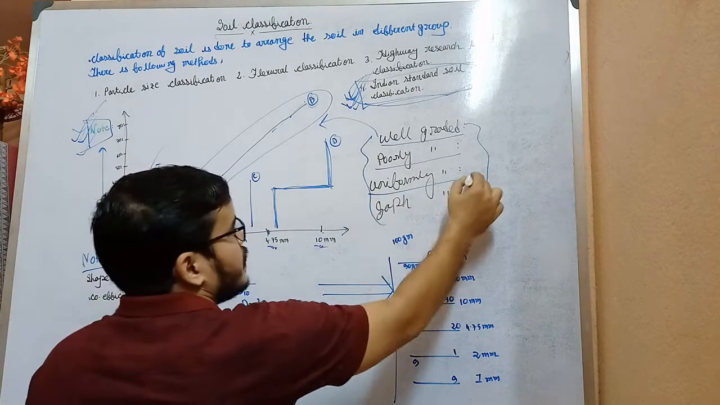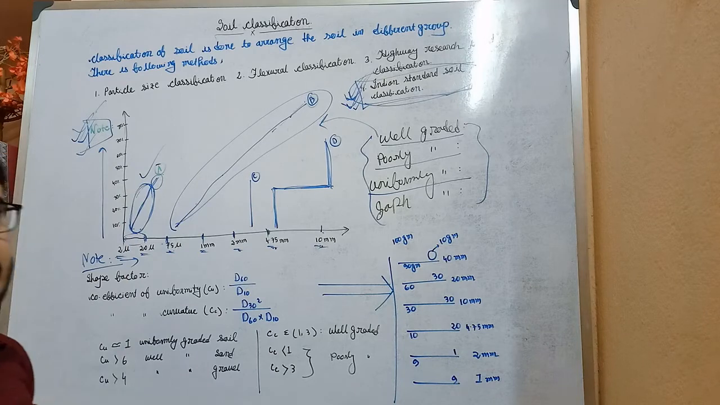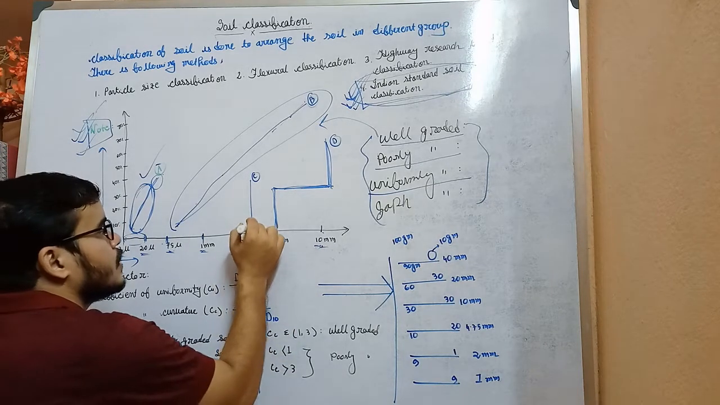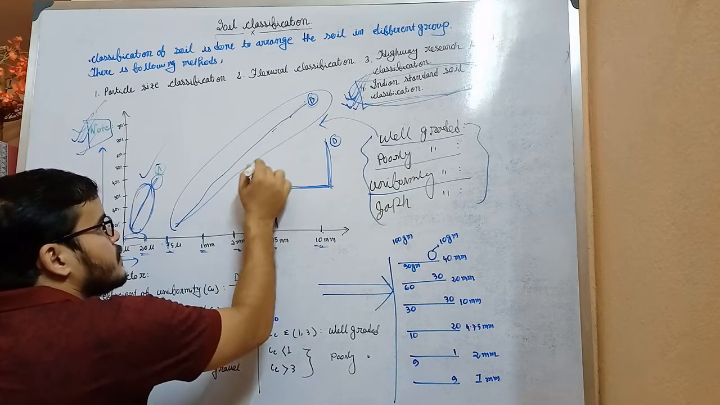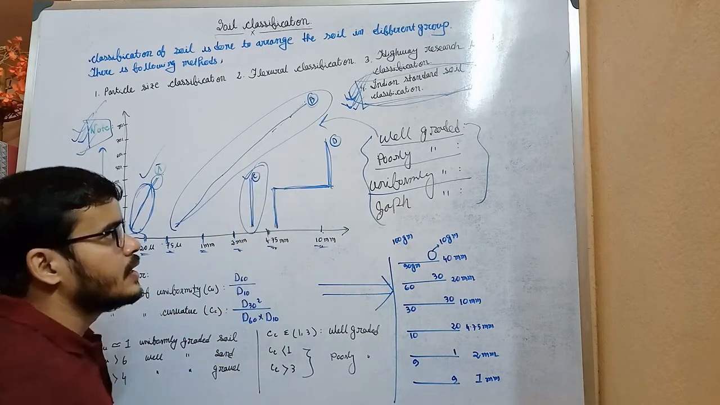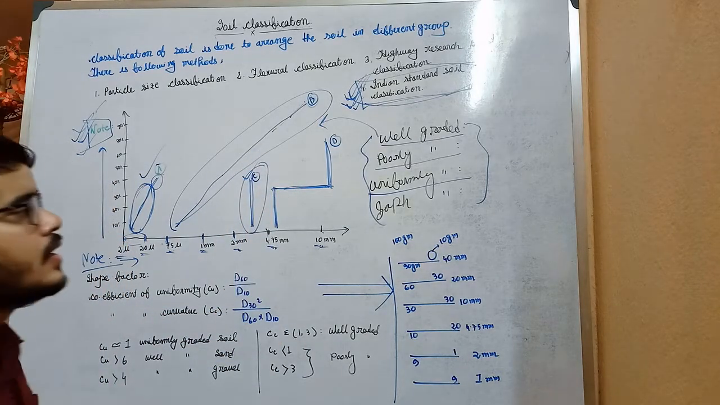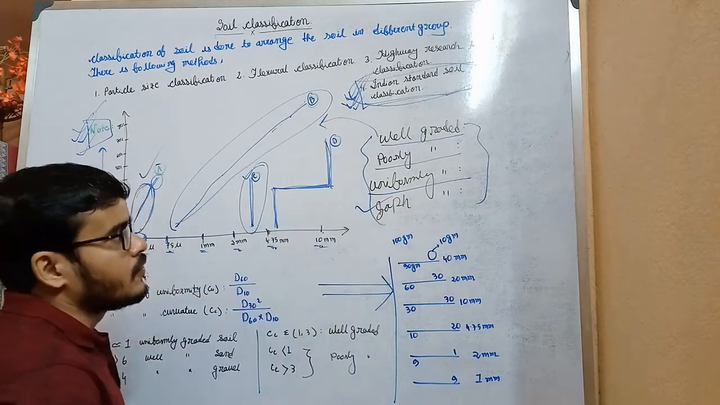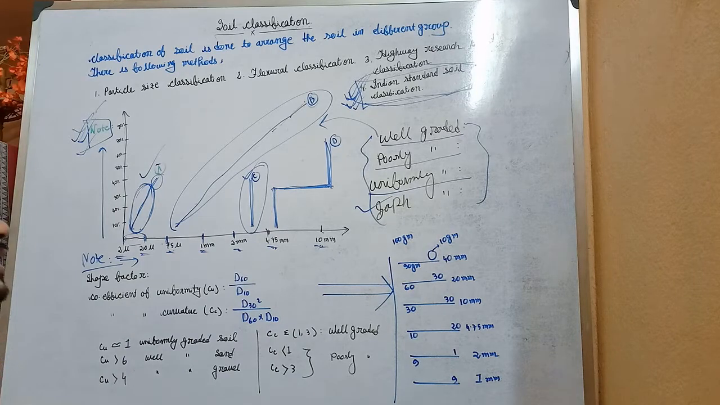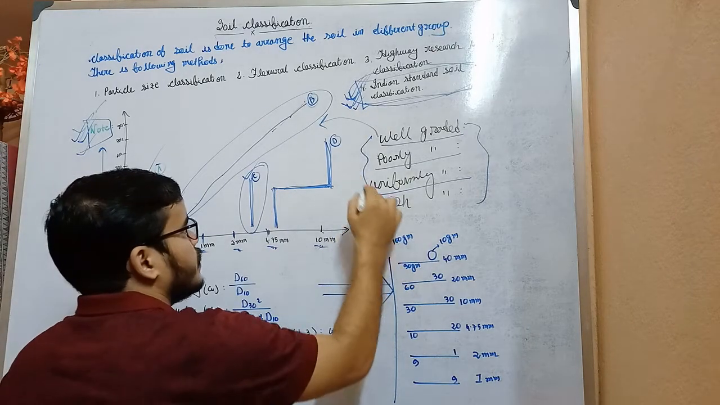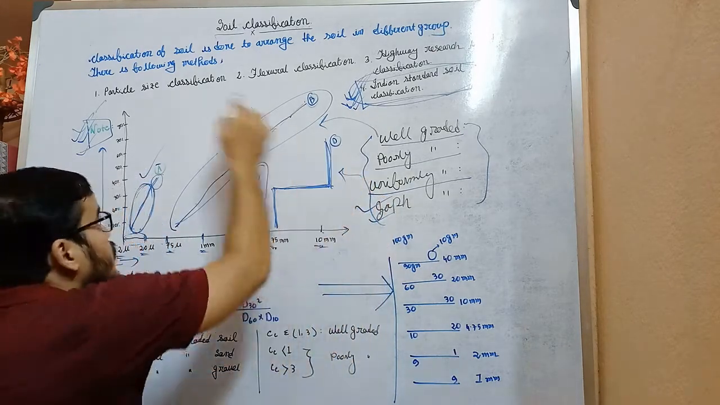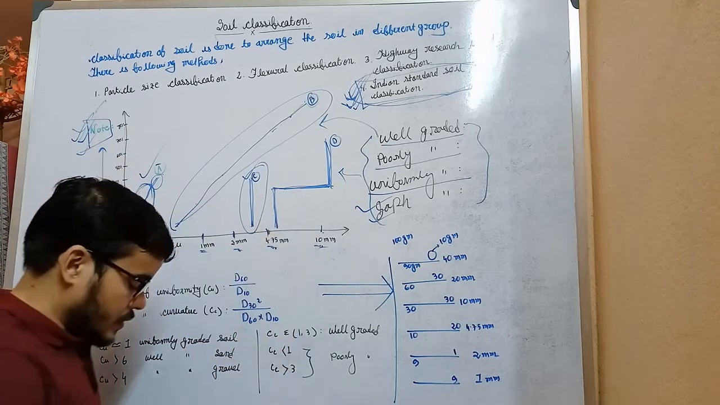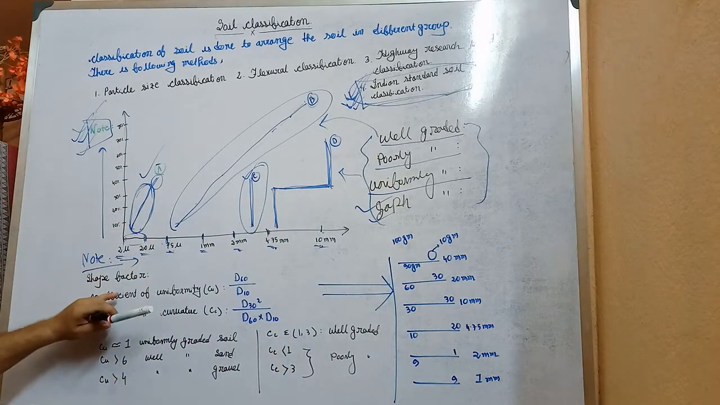And now uniformly graded, that means only one size is present in the sample. Look into this graph. Only the same size particle is present, that's why it is uniformly graded. And gap graded, that means one size of particle is missing from that graph, that's why it is gap graded soil. So complete the whole note, this is important. Then come to this.